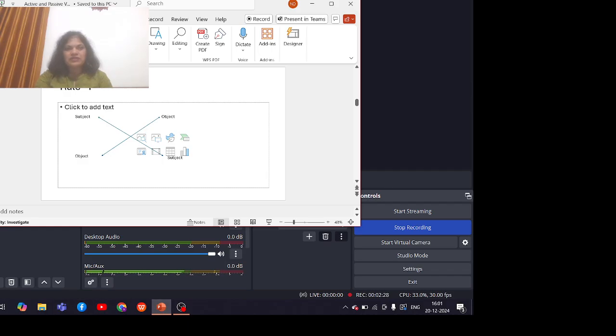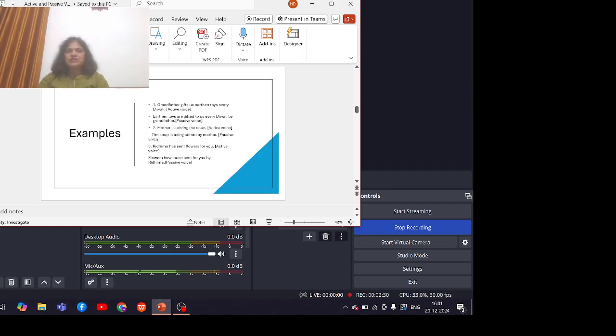Now in this chapter we'll take some examples. Grandfather gifts us earthen toys every Diwali. It's an active voice because here grandfather performs some action. So subject is grandfather and object is earthen toys. So here when we change the sentence into passive voice, now earthen toys, the object, will become the subject. Earthen toys are gifted to us every Diwali by grandfather.